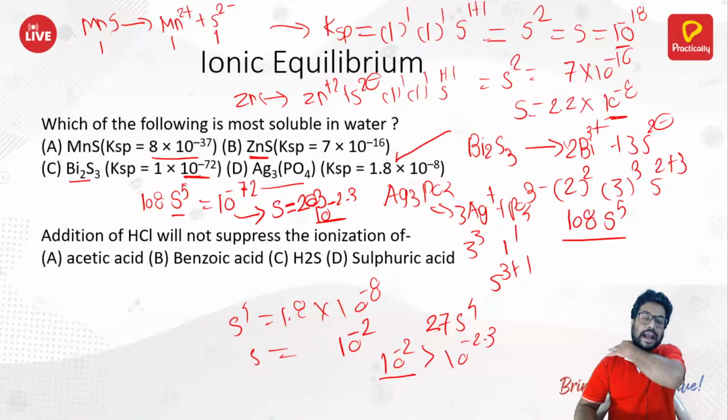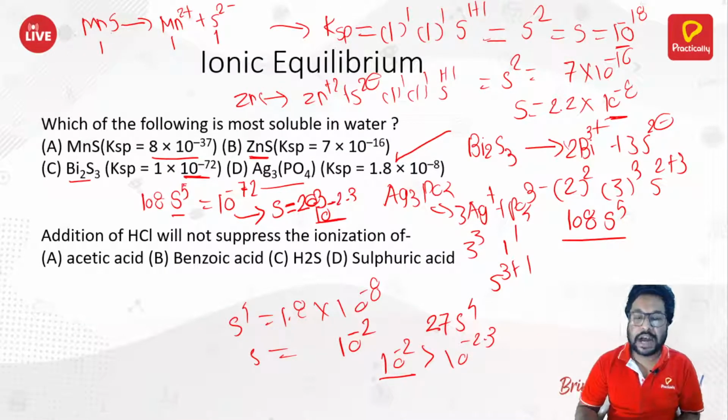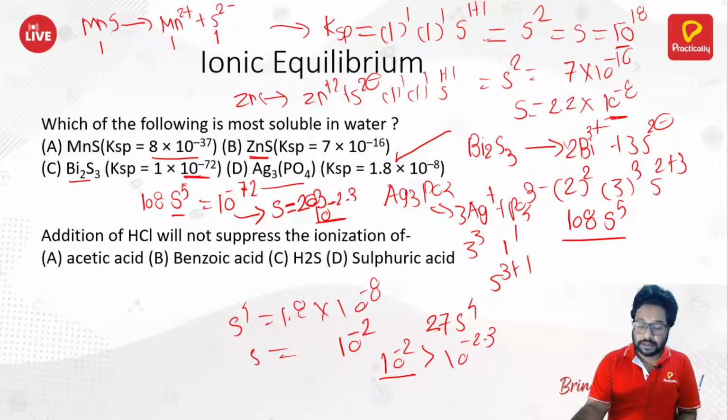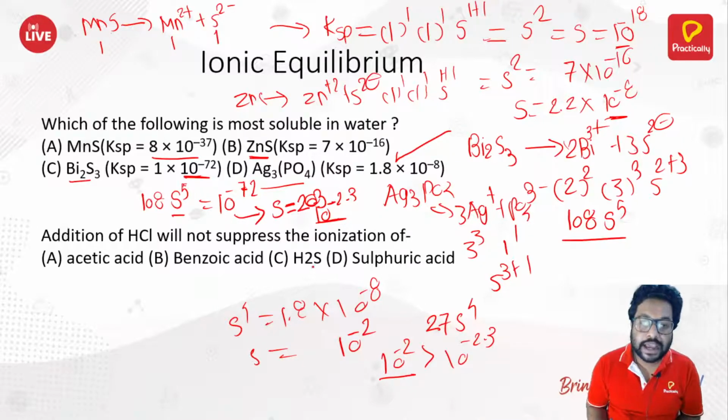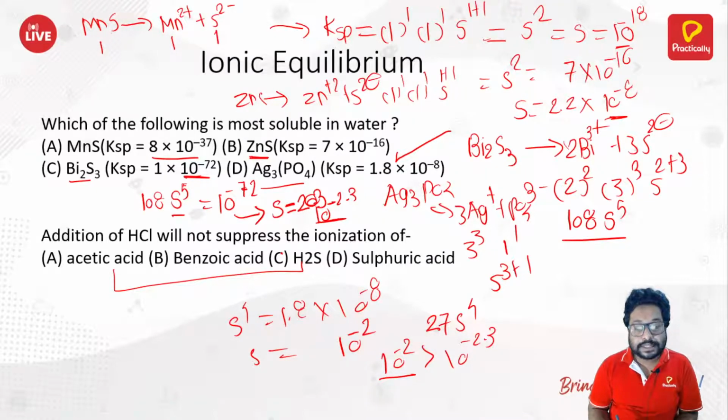Okay, and lastly, addition of HCl will not suppress the ionization of which? See, this is a question of common ion effect. According to the common ion effect, the dissociation of a weak acid gets suppressed by addition of a strong acid having an ion common with it. Now acetic acid gives H+ ion, benzoic acid gives H+ ion, H2S also gives H+ ion, and HCl also gives H+ ion. But HCl is a stronger acid than all of these three, so it will suppress their ionization.